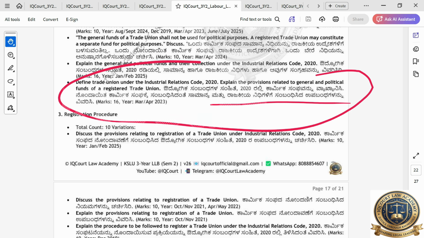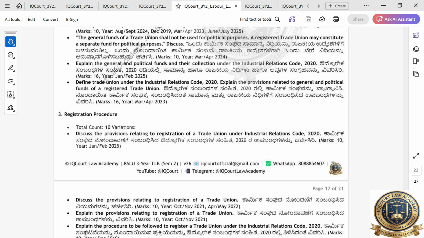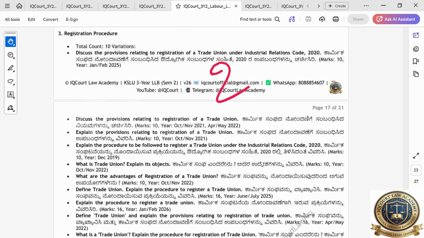So they may ask this question with 80% probability. Procedure, registration process. This is very, very important. 200% important question. High probability is there. They will ask this question.